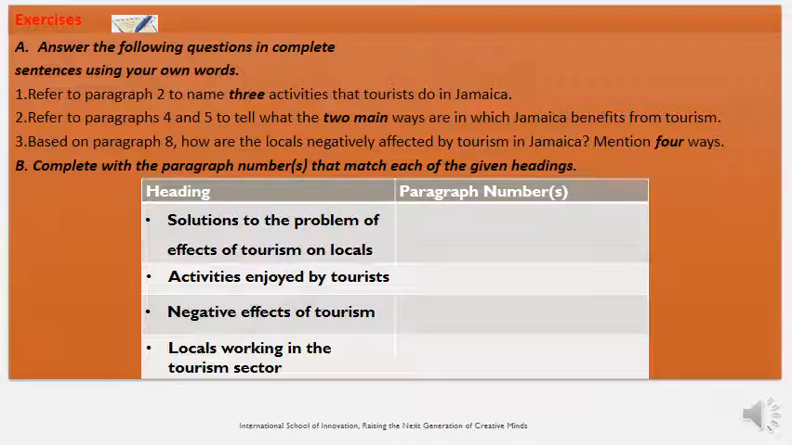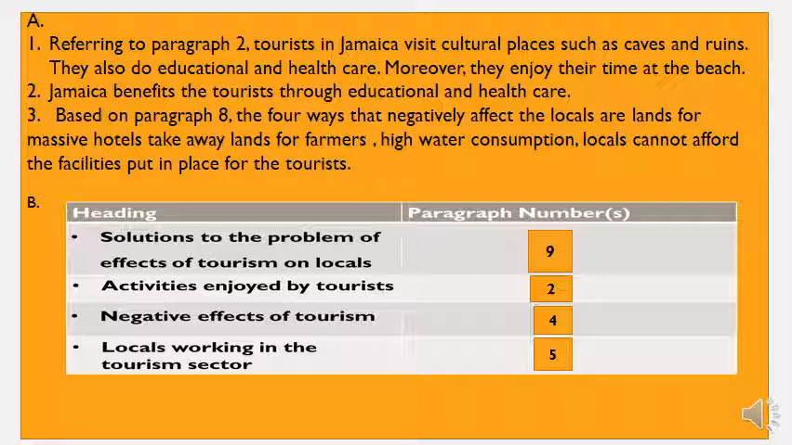Let's check the answers together. So as you can see, referring to paragraph 2, tourists in Jamaica visit cultural places such as caves and ruins. They also do educational and health care. Moreover, they enjoy their time at the beach. Number 2, Jamaica benefits through educational and health care. Based on paragraph 8, the 4 ways that negatively affect the locals are lands for massive hotels take away lands from farmers, high water consumption, and locals cannot afford the facilities put in place for the tourists.